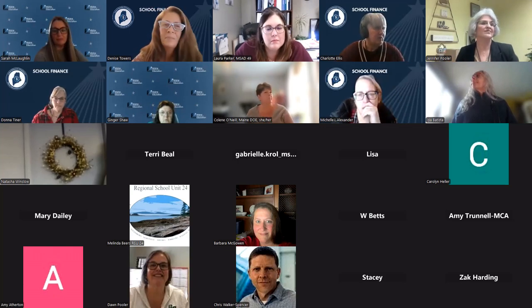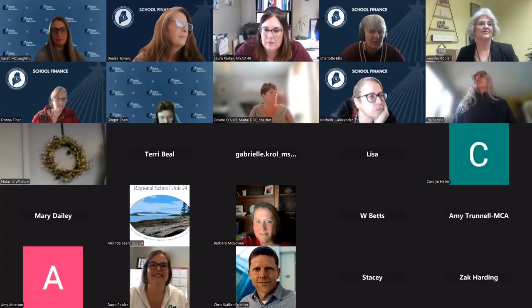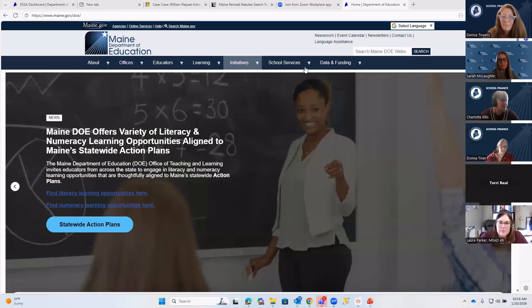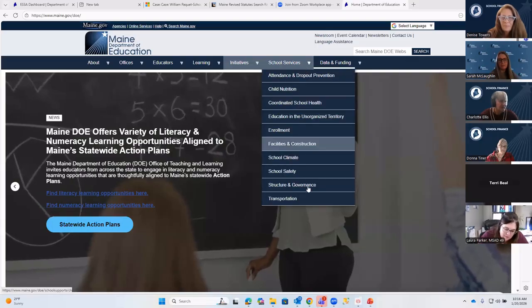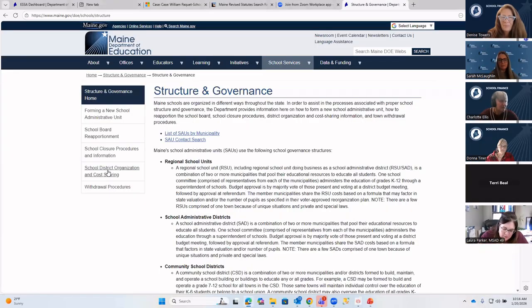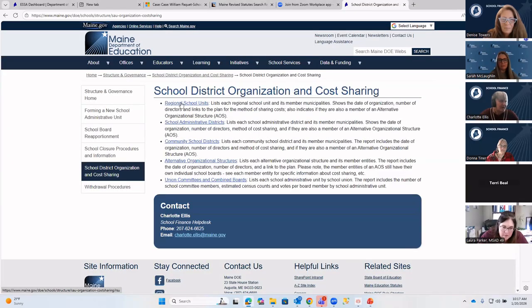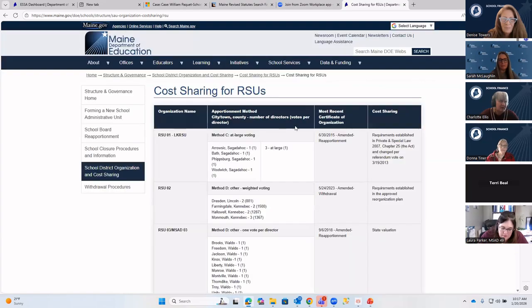If we go to the department's webpage, and you go to school services, structure and governance, we have school district organization and cost sharing here. The SADs and CSDs are still old and they need to be updated, but the regional school unit one is now up to date. It lists all of the RSUs, what their apportionment method is, their most recent certificate of organization, and how they do their cost sharing.